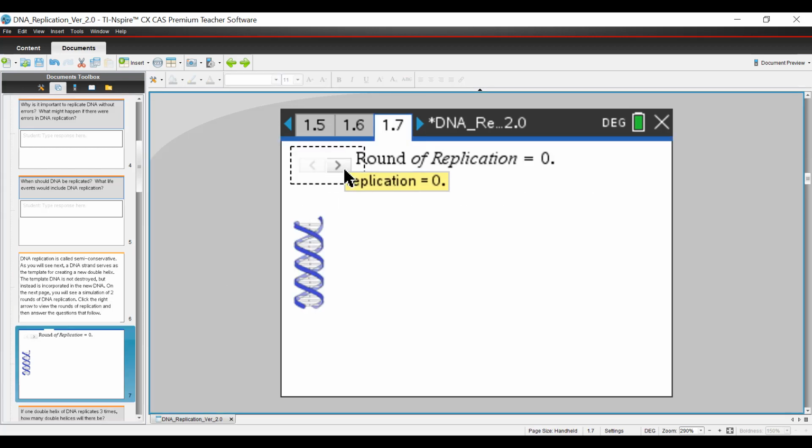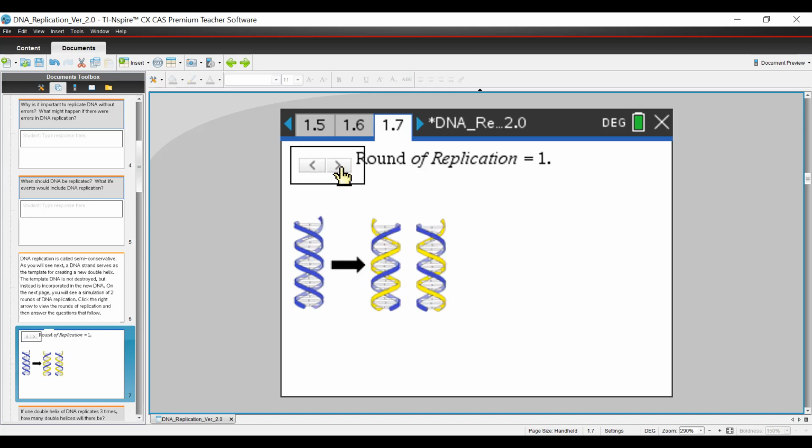So round of replication, we've got a double helix here, and when I click the little right arrow key, first round of replication, I go from 1 double helix to 2, but you'll notice the color of the ladder of each of these helices. There's a blue one in this double helix and one blue one in that one. That's because we split this original double helix, and we used each side as a template to add new nucleotides to create 2 new double helices.